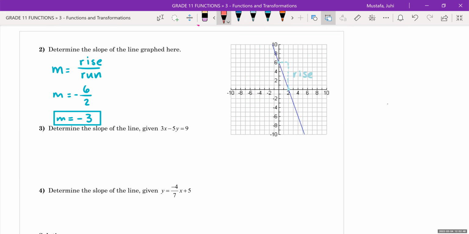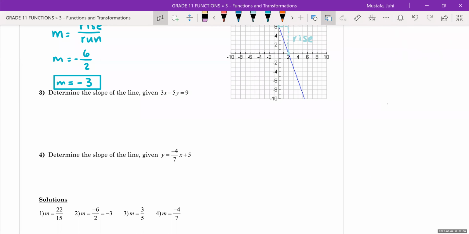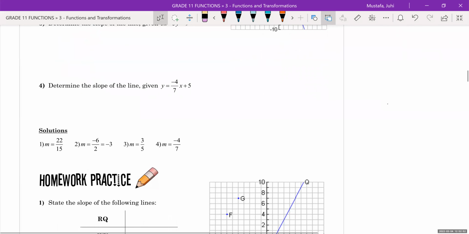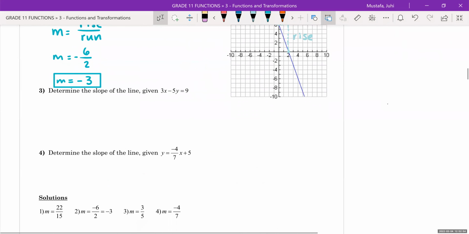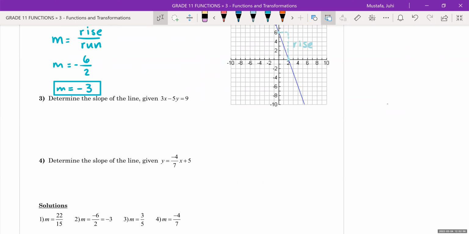For the next question, let's challenge ourselves and try to change that to standard form to find the slope. So changing it to standard form is very straightforward. We just move the 9 to the other side. It's going to be 3x minus 5y minus 9 is equal to 0.